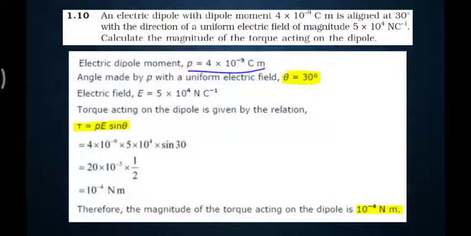P is given, theta is equal to 30 degrees is given, E is given. The torque is equal to P cross E, and the cross product reduces to sine theta. Then it is just putting in the numbers, and sine 30 is 1/2. Then you reach your direct answer, 10 to the power minus 4 Newton meter. So that is the torque felt by the dipole due to the electric field present at the angle of 30 degrees. Actually, torque is nothing but one type of force, the angular force.